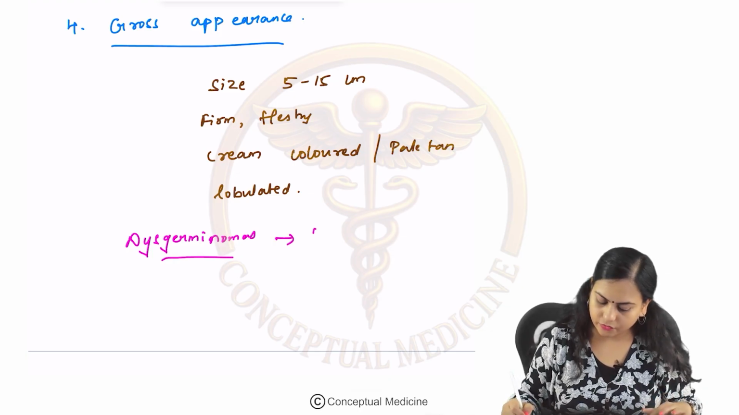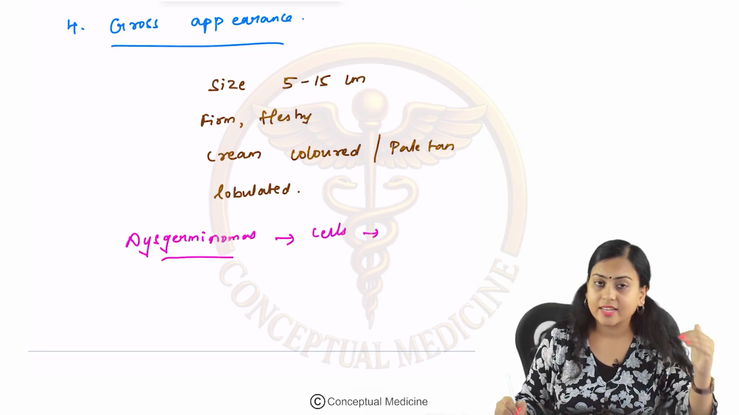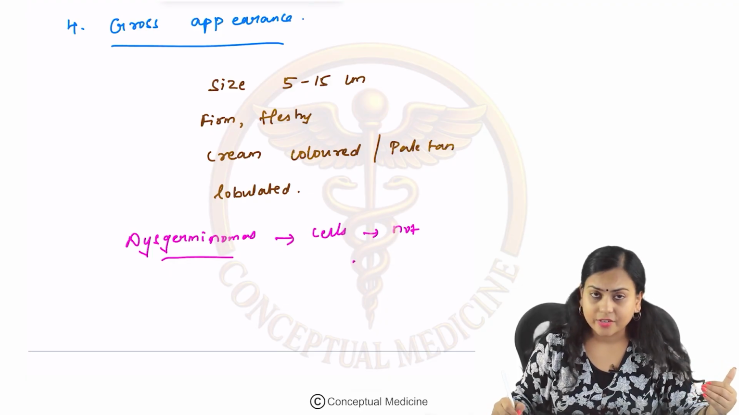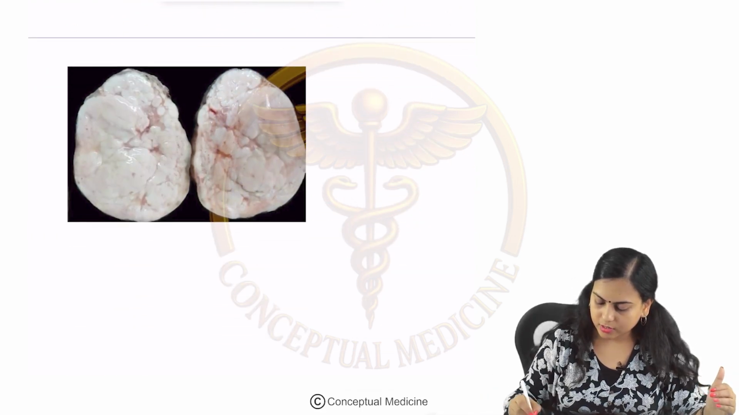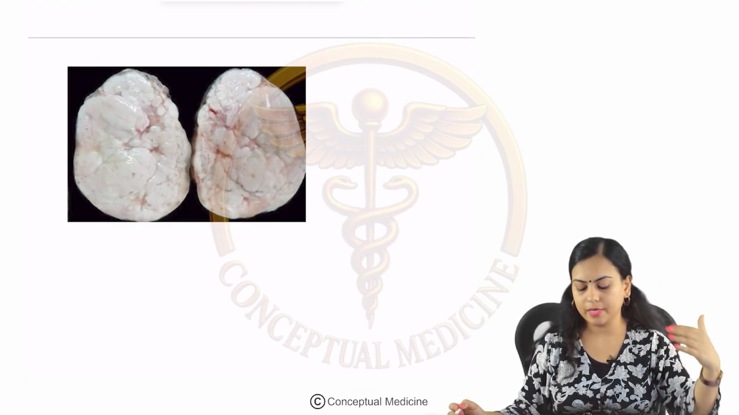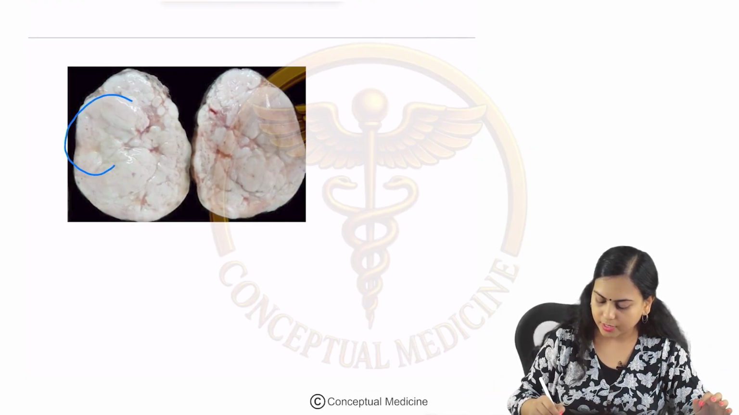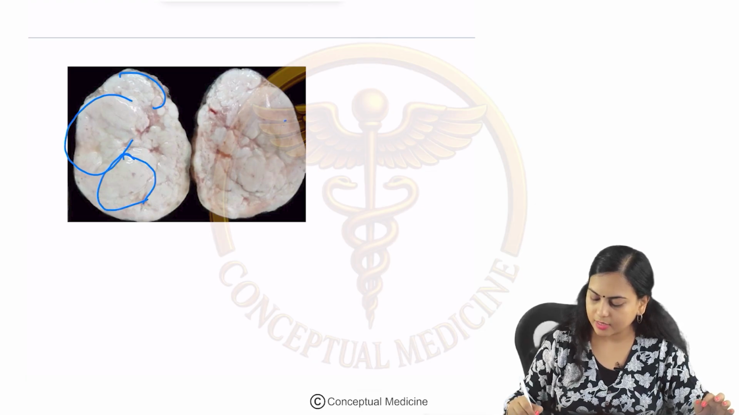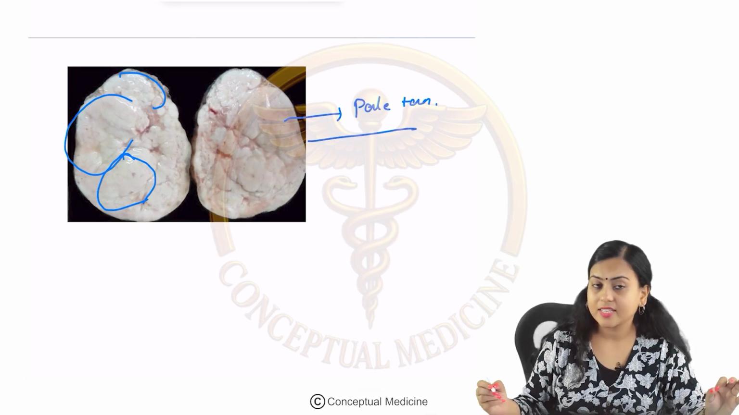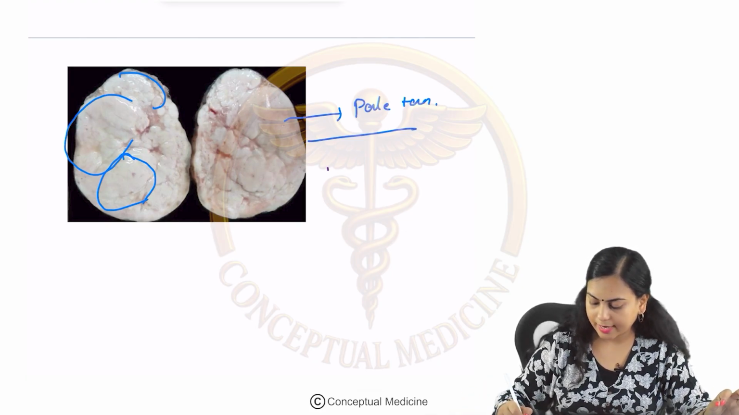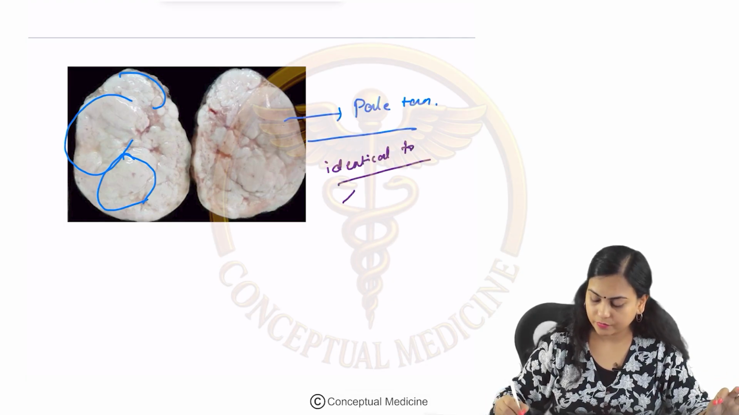Dysgerminomas usually consist of cells that are not well differentiated, or undifferentiated. We have seen this point in the beginning itself, right? So this is how the gross appearance of dysgerminoma will be. You see there are so many lobules, and it is pale tan in color. You have to understand that dysgerminoma is identical to the male tumor, that is seminoma.